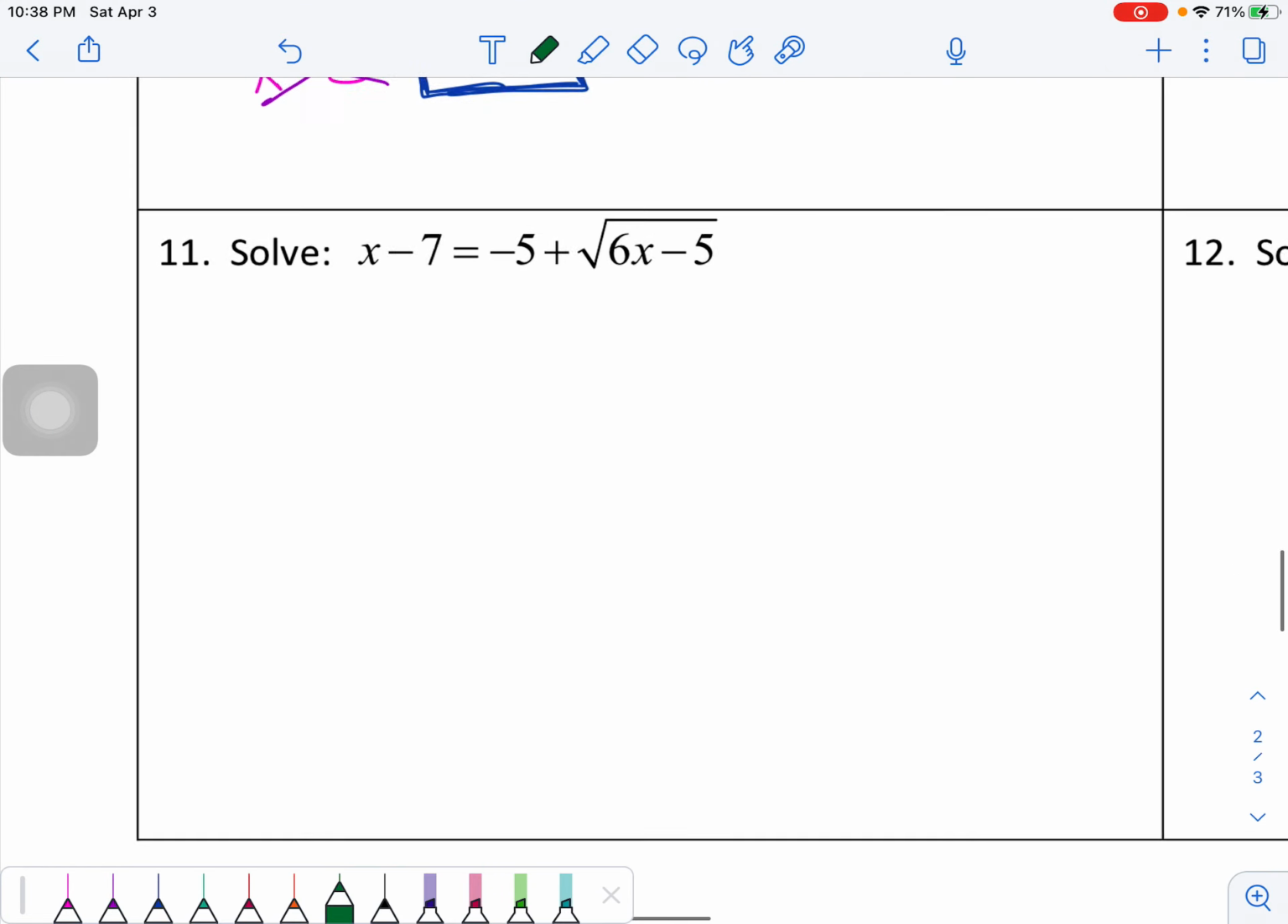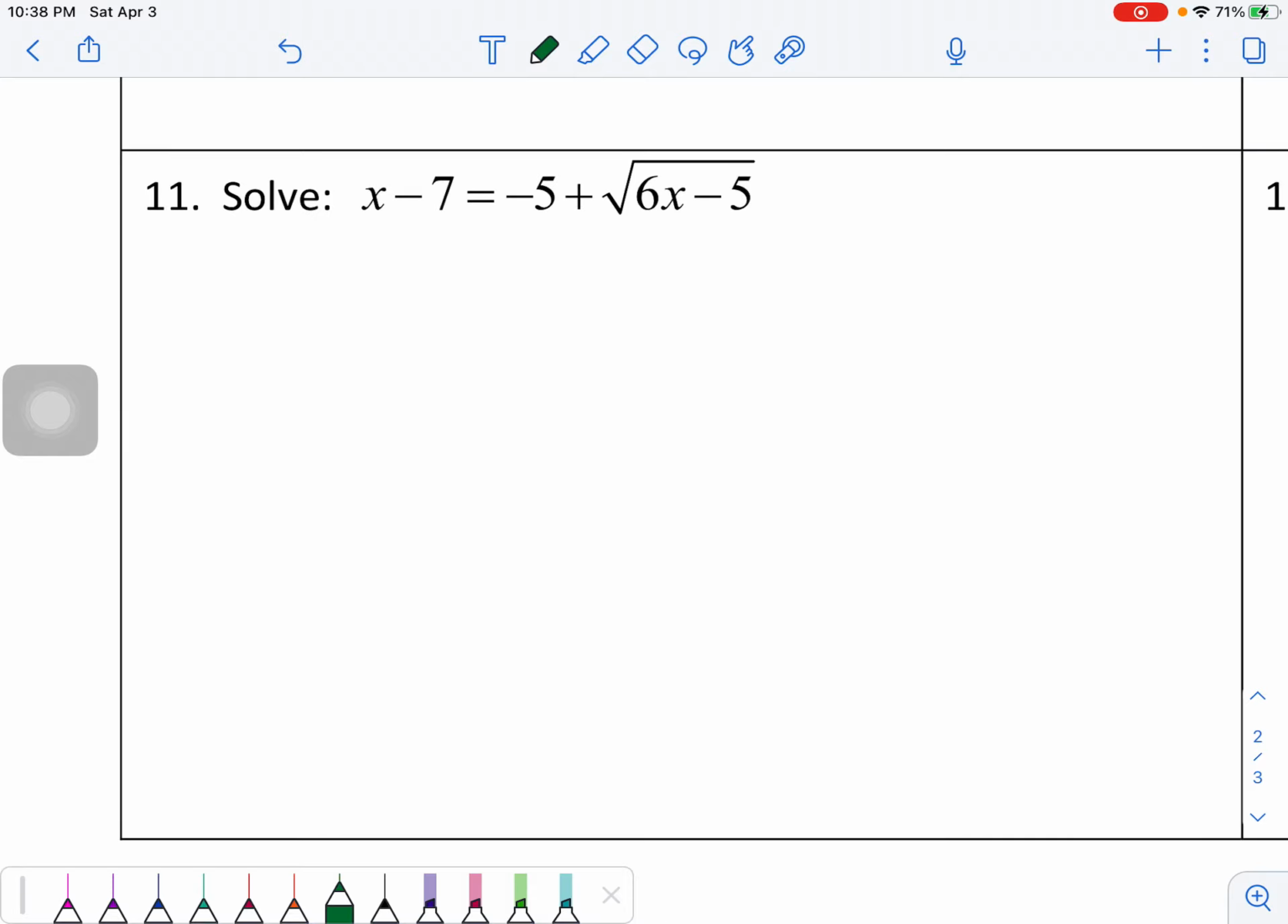All right, let's go ahead and slide on down to number 11 here. Problems are getting slightly more complicated each time. So we have a radical right here, but there's something on the same side as that radical, which in this case is a negative 5. So I want to get rid of it. I'm going to add 5 to both sides. So x minus 7 plus 5 would become x minus 2. And then I just have the square root here of 6x minus 5.